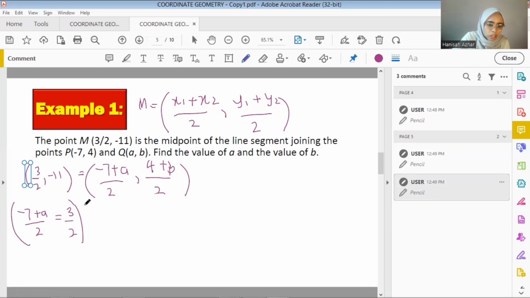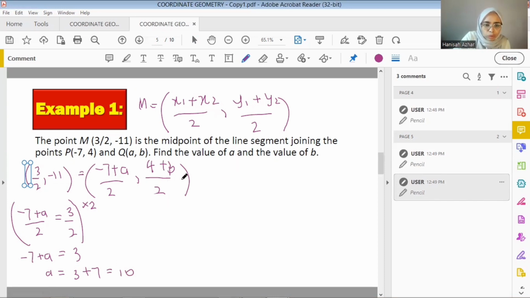So here we have a denominator of 2, so we can eliminate the denominator by multiplying by 2. So it becomes negative 7 plus a equals 3. Okay, and then negative 7 we move to the right. So a equals 3 plus 7, which equals 10. So this is the value of a equals 10.